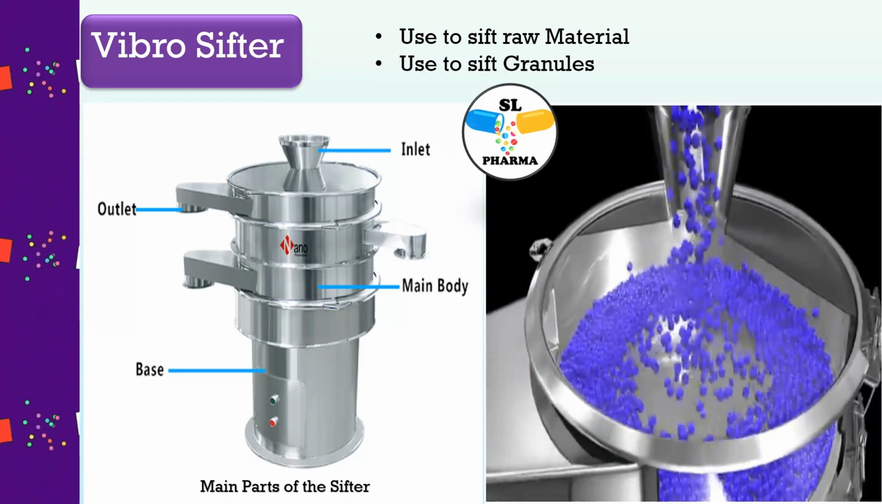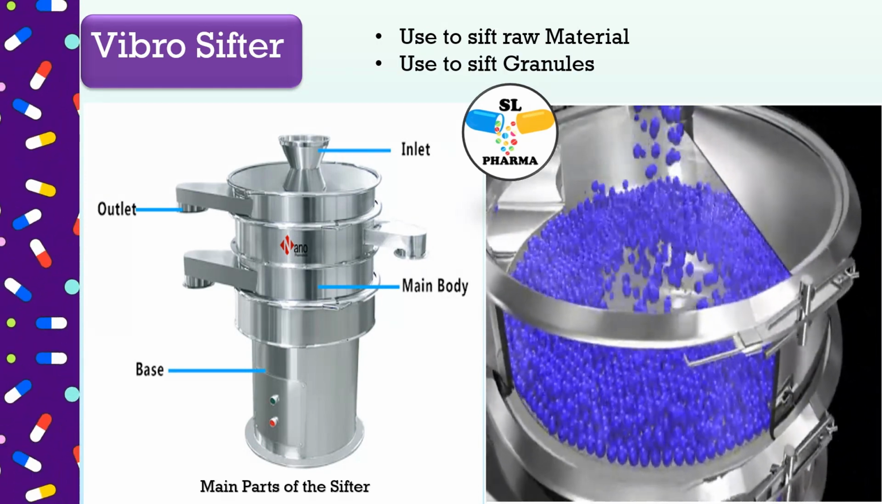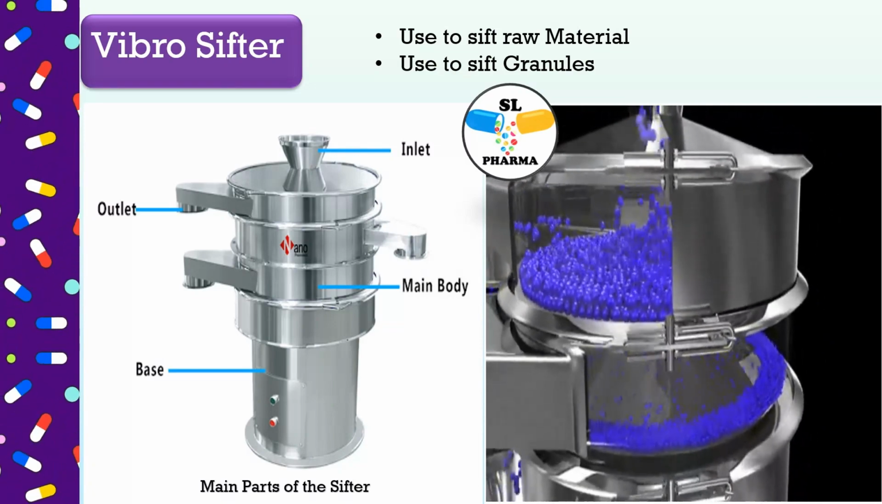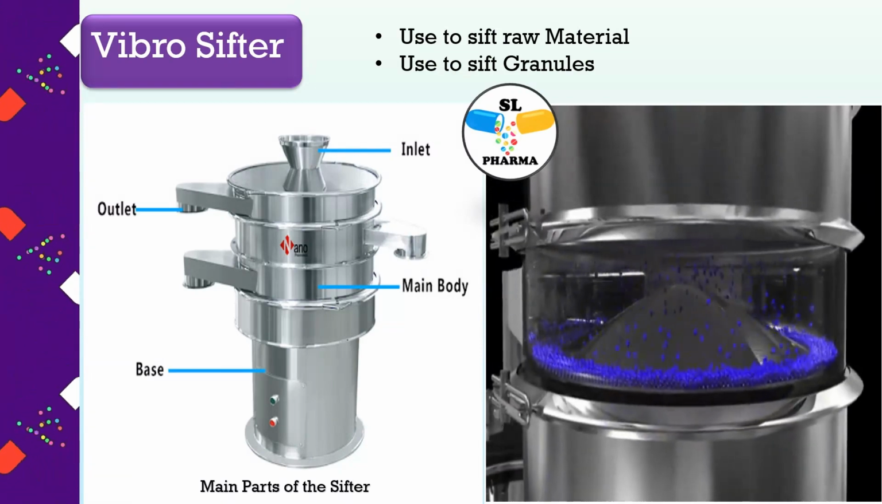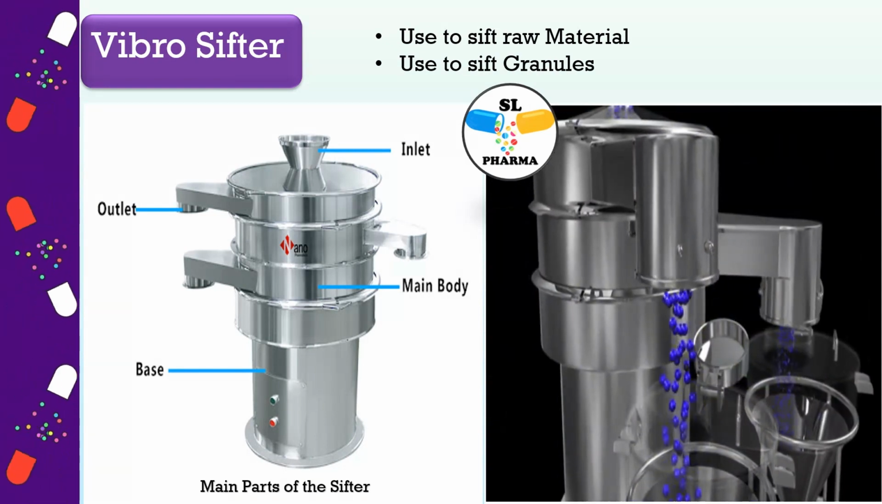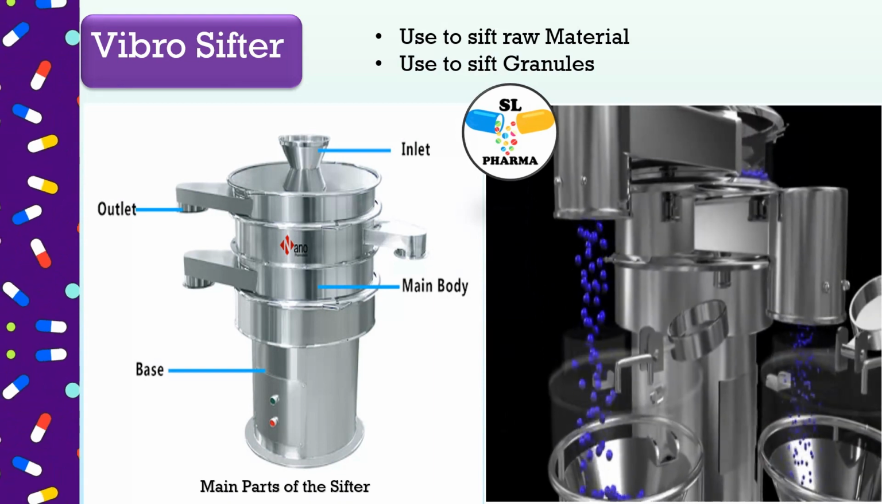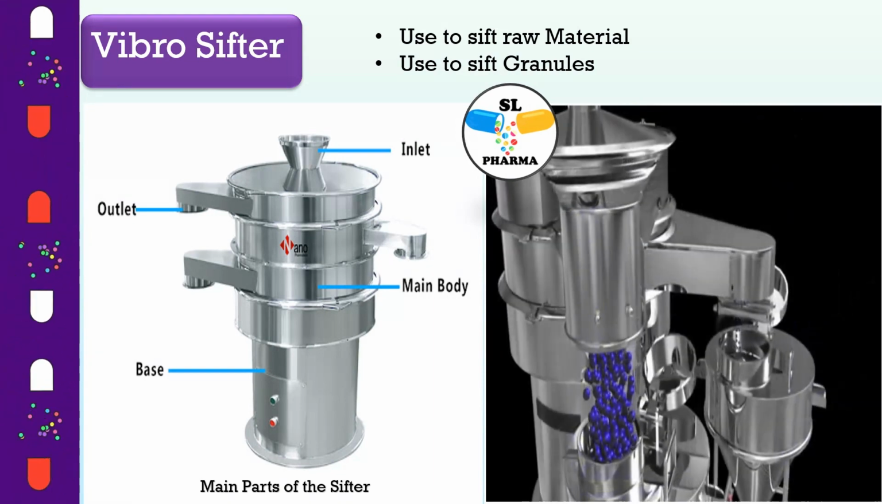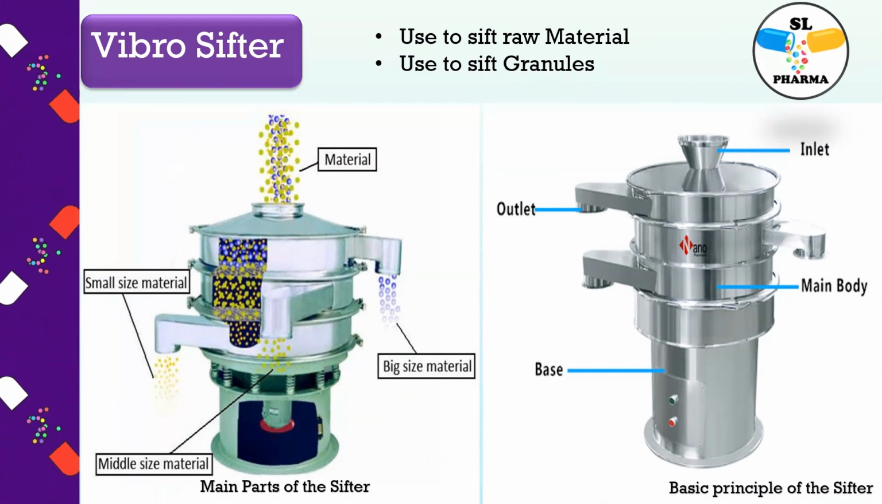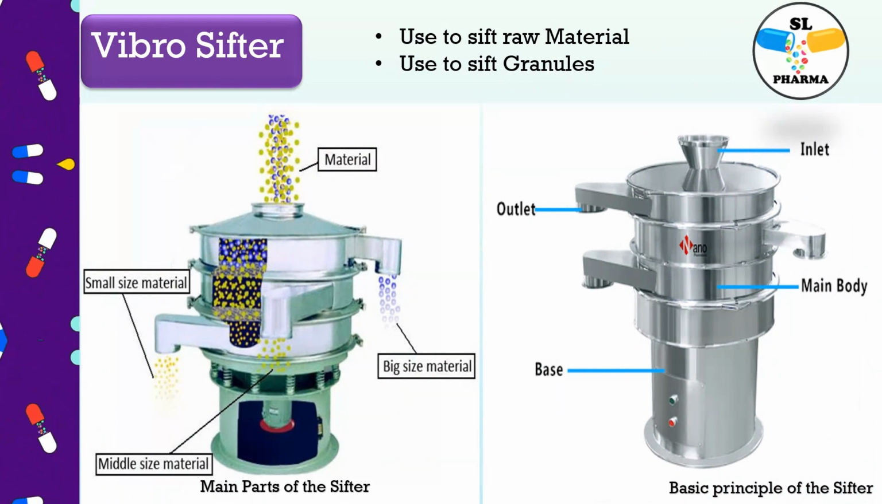First, feeding. The material to be screened is loaded into the feed hopper of the Vibro sifter. This material can be in the form of powders, granules, or other particulate substances. Then vibration. The Vibro sifter is equipped with an electric motor and an eccentric weight assembly.